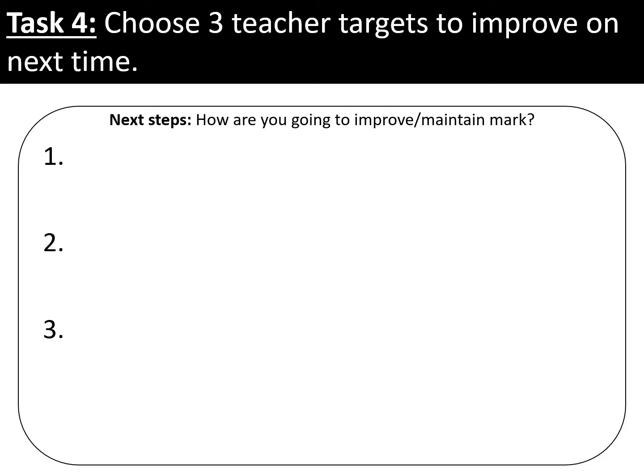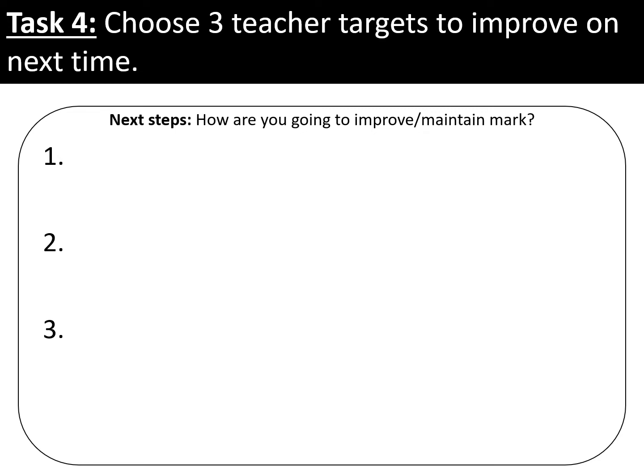Okay, the last thing you're going to do is on that reflection sheet, there's a little box at the bottom saying, what are my next steps? How am I going to improve my mark? Or if I did really well in the mark, how am I going to maintain that standard? So you should all have highlighted for each question 1 target. Which question did you feel least confident on, or which 3 questions did you feel least confident on? Did you mark them red? I would put your target for each of those in there.